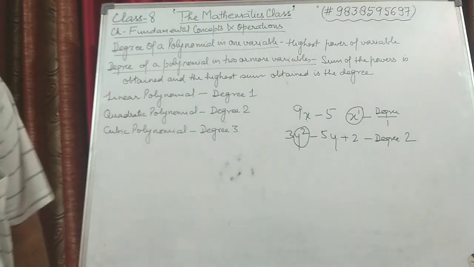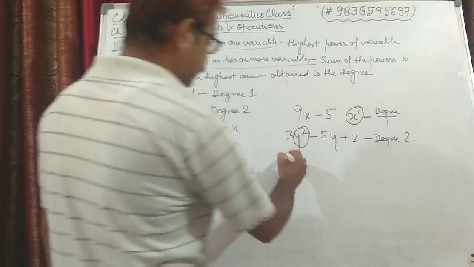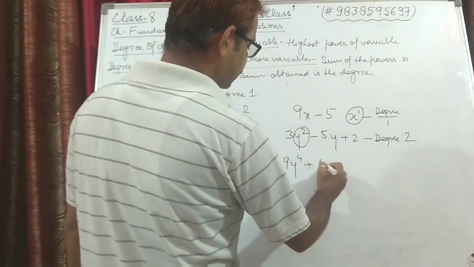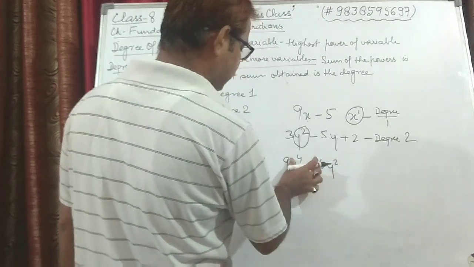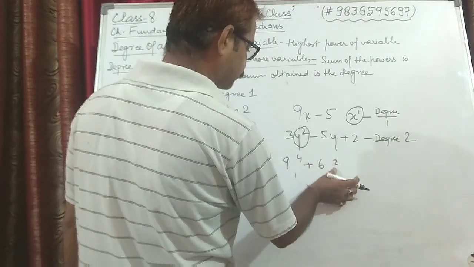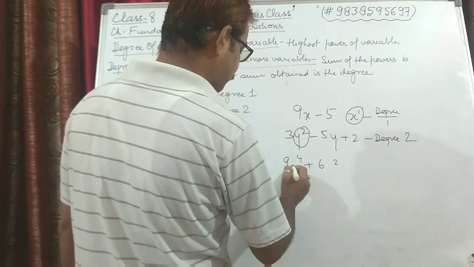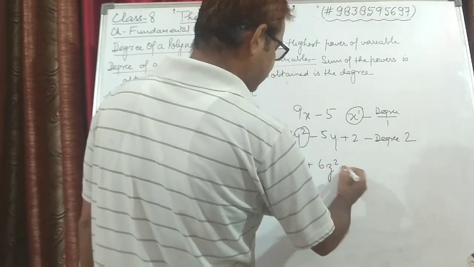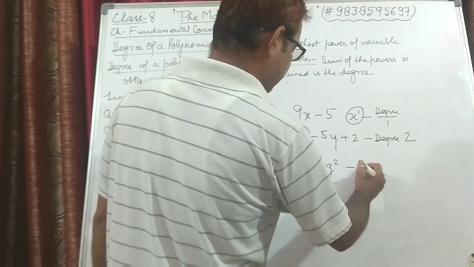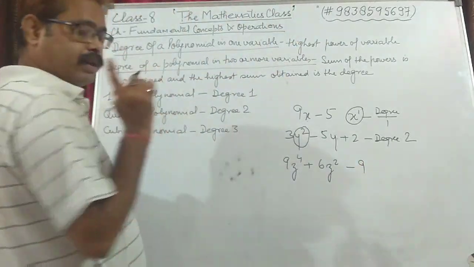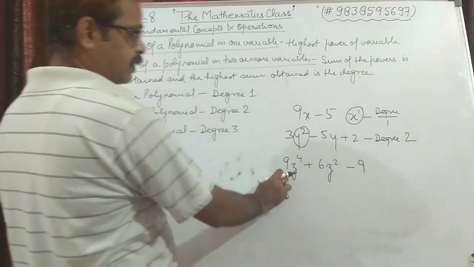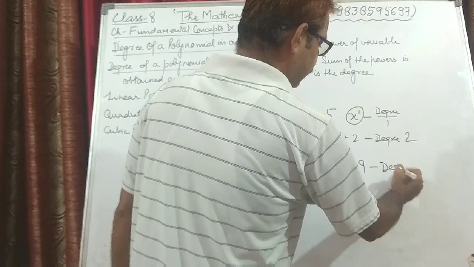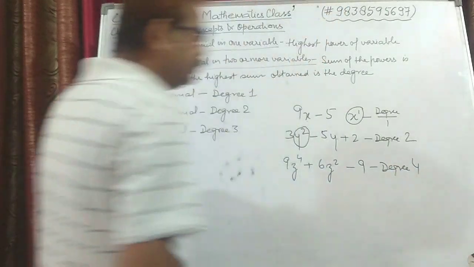Again, let's take one more. Let's say 9y to the power 4 plus 6y square, or let's take another variable as z. 9z to the power 4 plus 9z square minus 9. Now here there is only one variable, that is z, and the highest power of z is 4. So its degree will be 4.